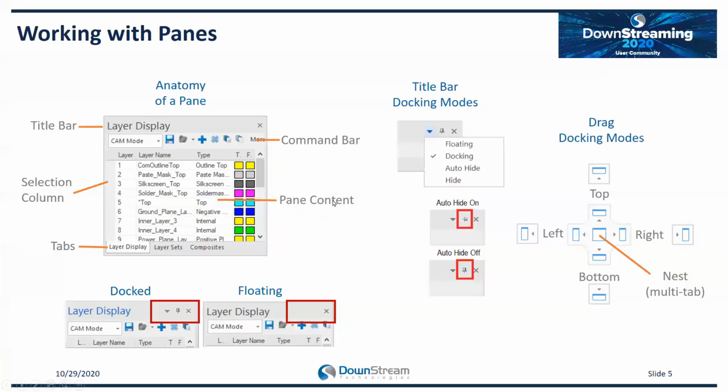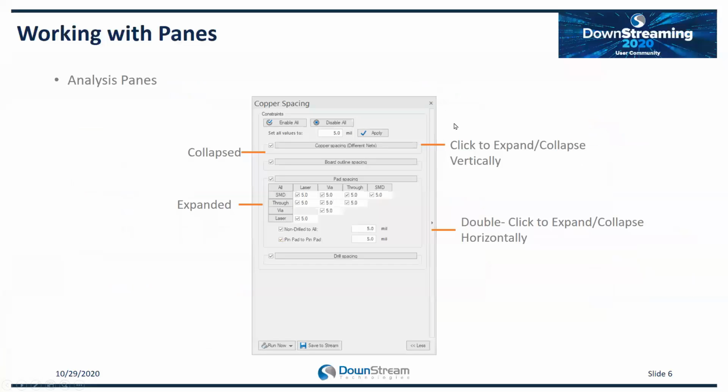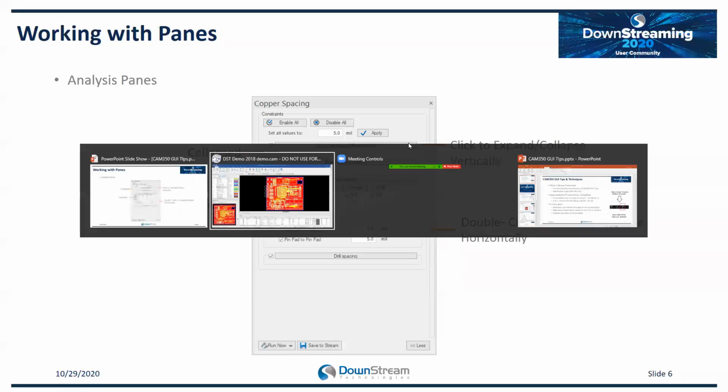Now there's some other features in panes as well. In the case of the analysis panes, we have some other features that may not be inherently obvious until you play with them a bit. So each of the groupings in DFM can be collapsed or expanded. And in fact, each of these DFM analysis are panes. Copper spacing is a pane. And I can actually shrink the size of the pane, but expand and collapse it horizontally or vertically. Let me show you that.